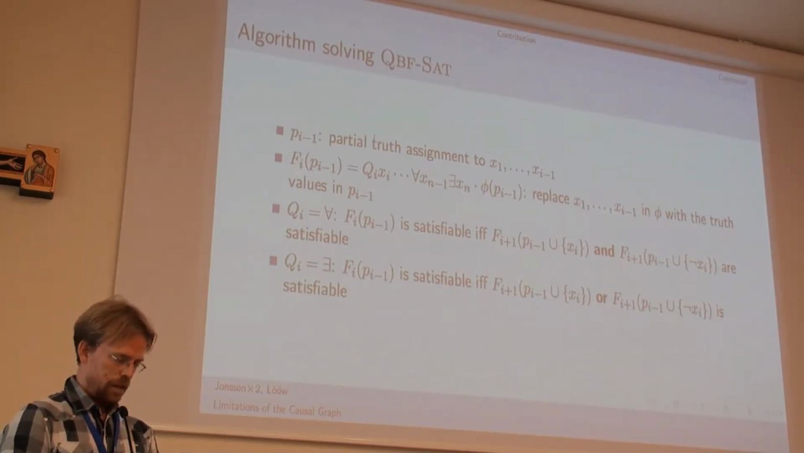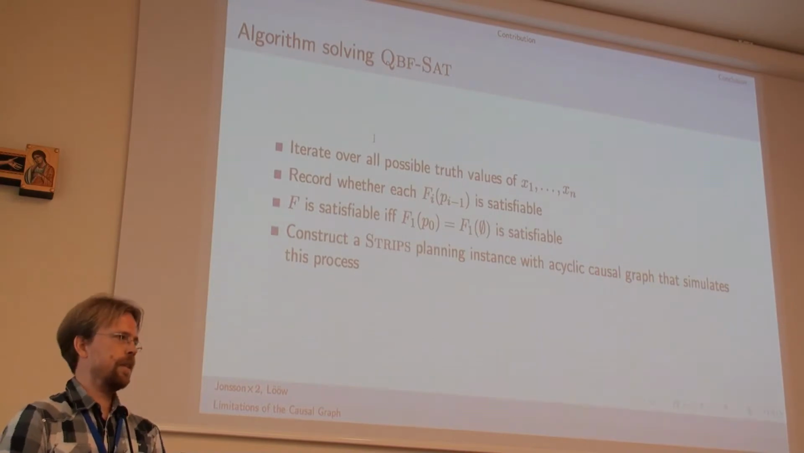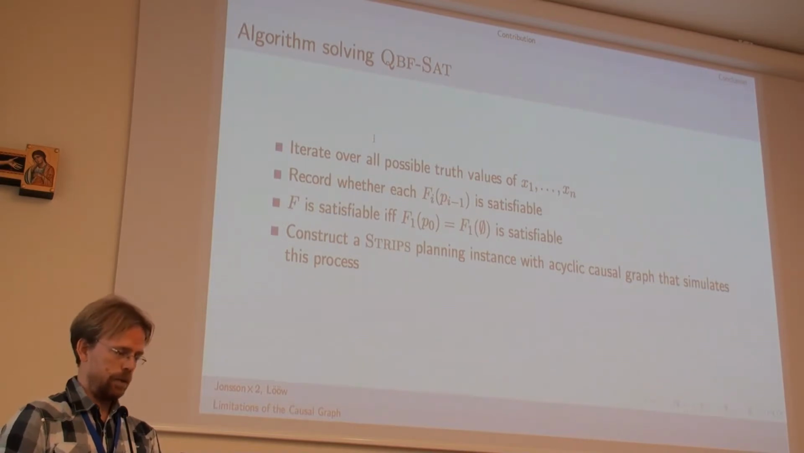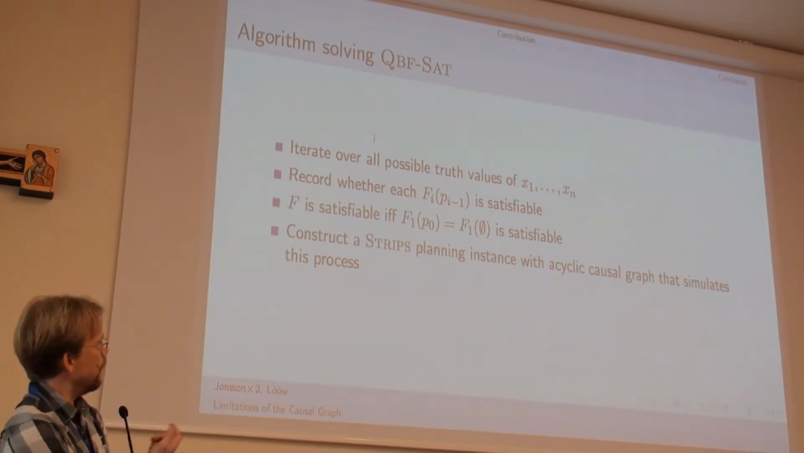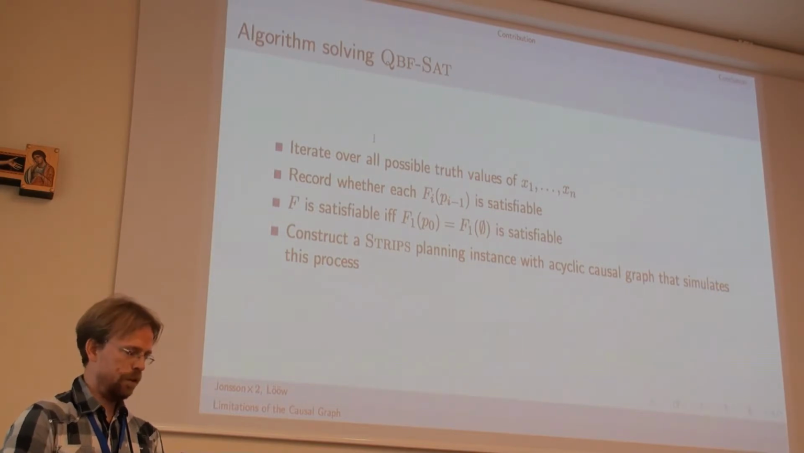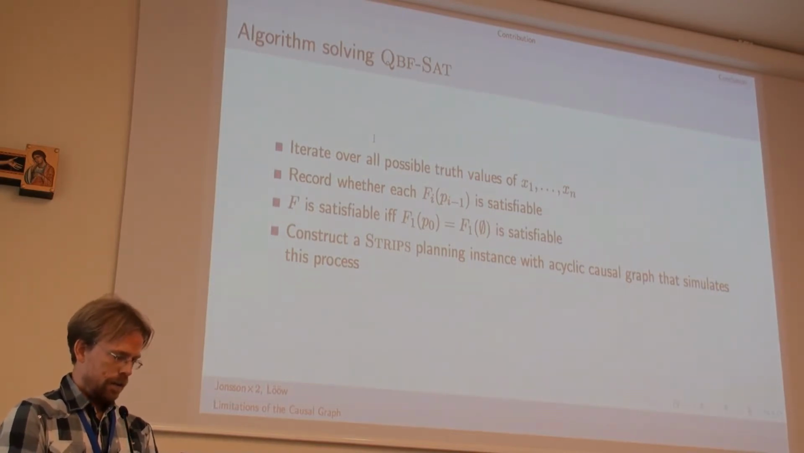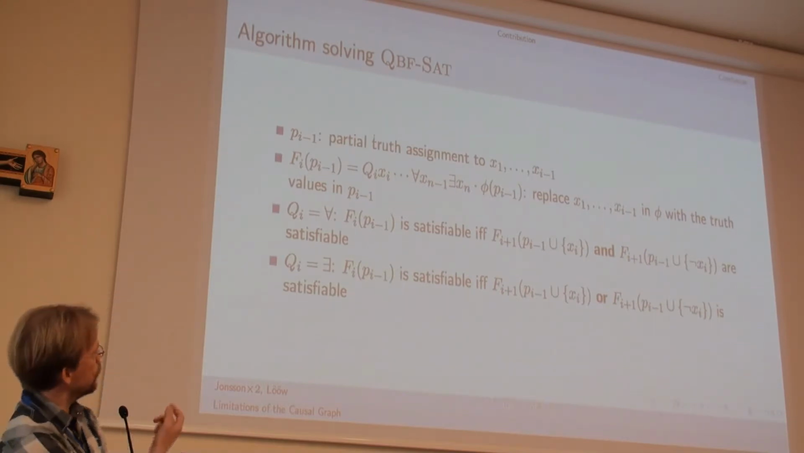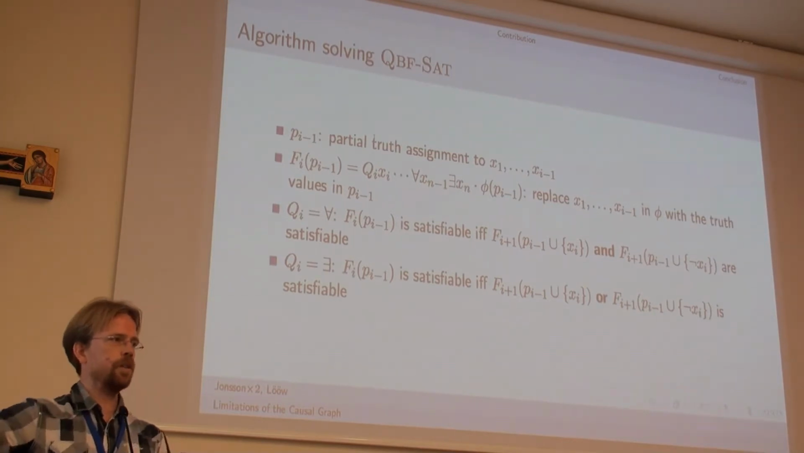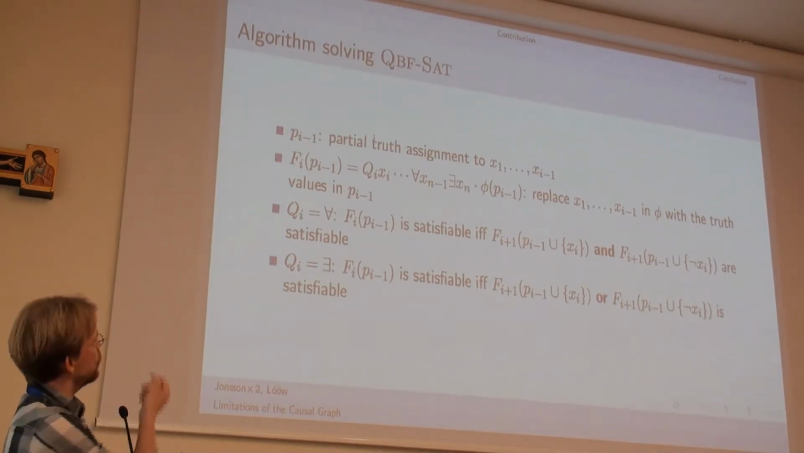So an algorithm for solving QBF SAT is given by: you iterate over all possible truth assignments to the variables of the QBF. You record whether each of these partial QBFs is satisfiable. And the original formula F is given by the QBF F1, where the assignment is in fact empty because there are no variables before x1. And you can do this in polynomial space, because once you've used this recursive relationship to determine the satisfiability of Fi, you can throw the other two away. You don't have to keep them around, although they're exponential in size.